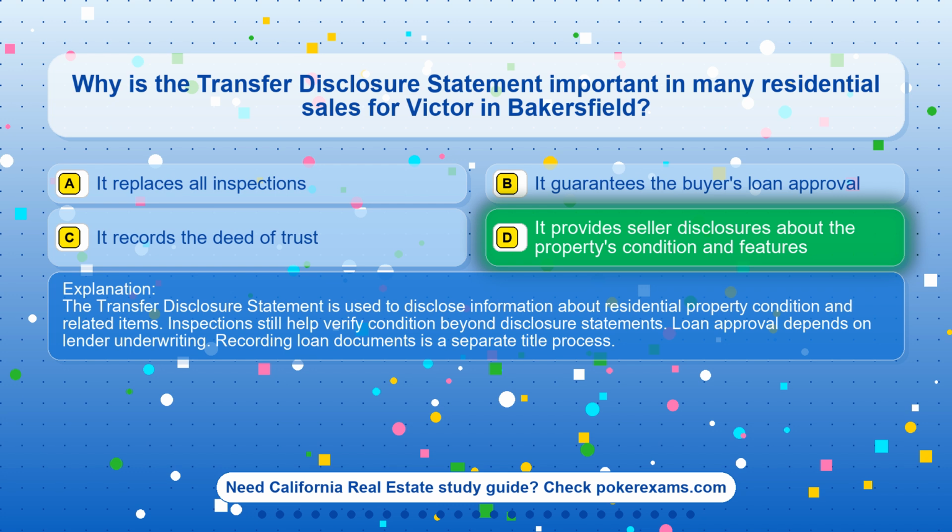Inspections still help verify condition beyond disclosure statements. Loan approval depends on lender underwriting. Recording loan documents is a separate title process.